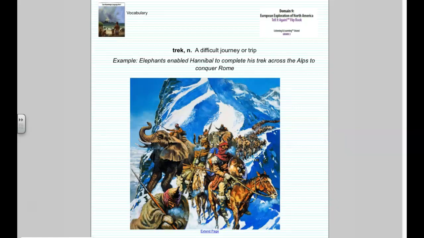Trek, a difficult journey or trip. Elephants enabled Hannibal to complete his trek across the Alps to conquer Rome.